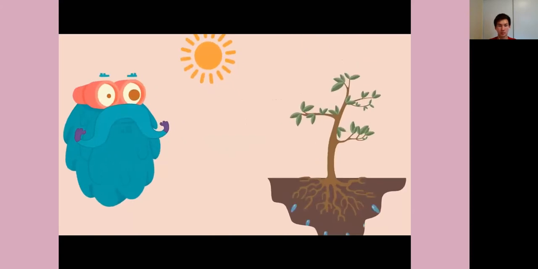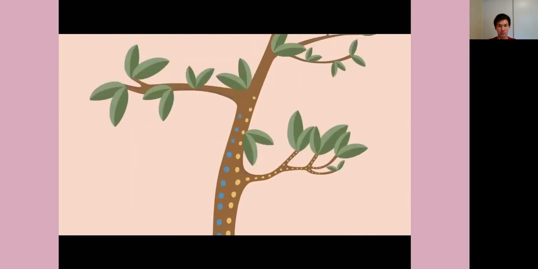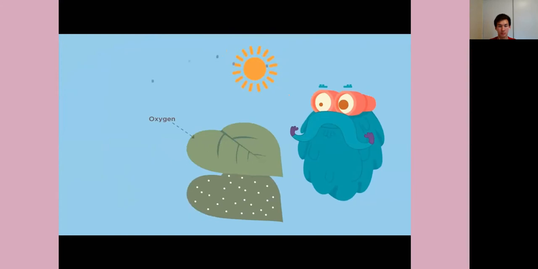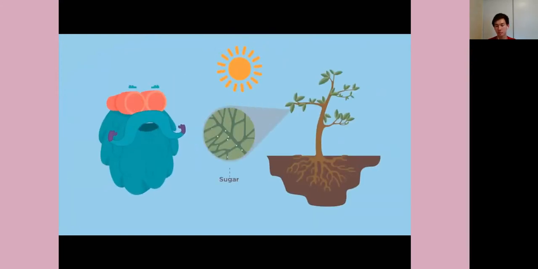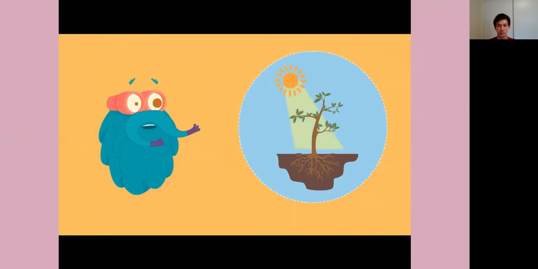They also use water and other nutrients to make food, which is absorbed by their roots. The leaves contain tiny pigments called the chloroplasts. These pigments take in carbon dioxide, water, and sunlight, and turn them into sugar and oxygen. The sugar is then used by the plants as their food, and the oxygen is given out into the atmosphere. This process as a whole is called photosynthesis.